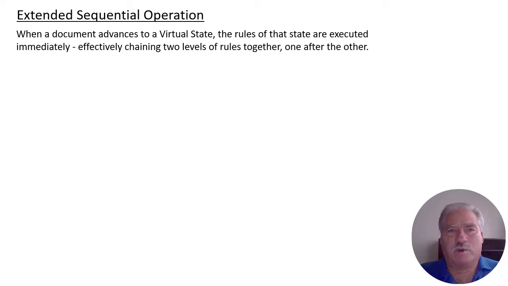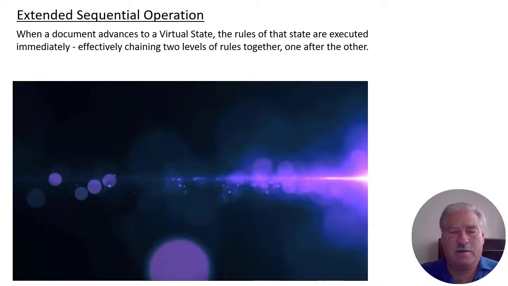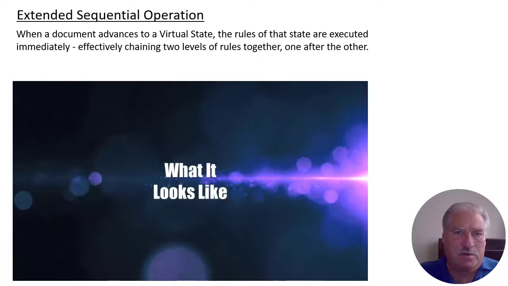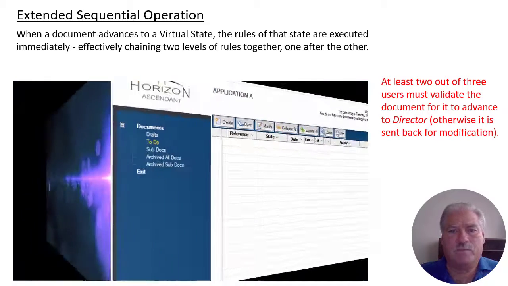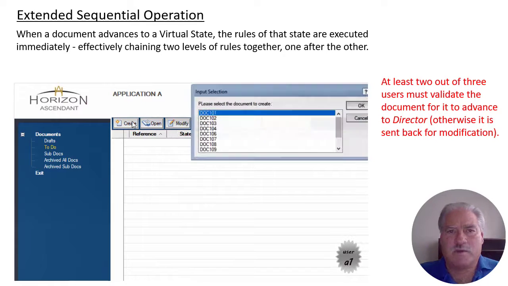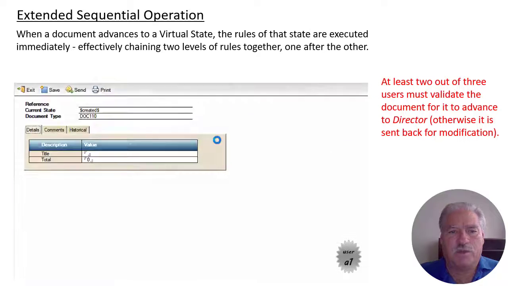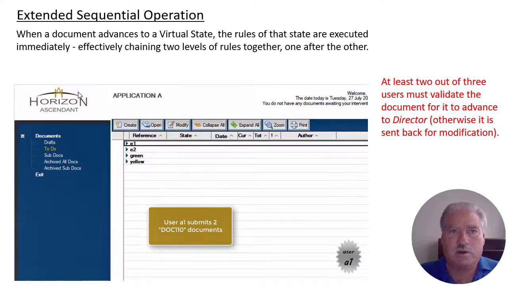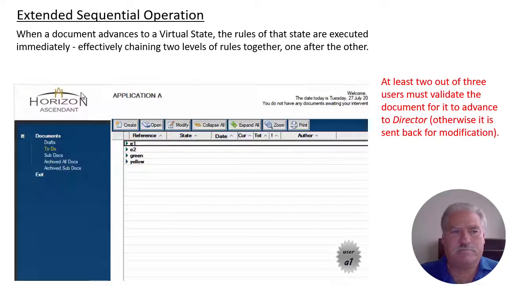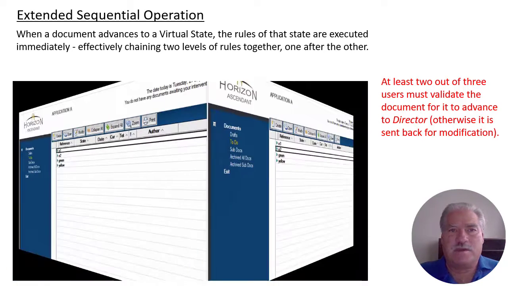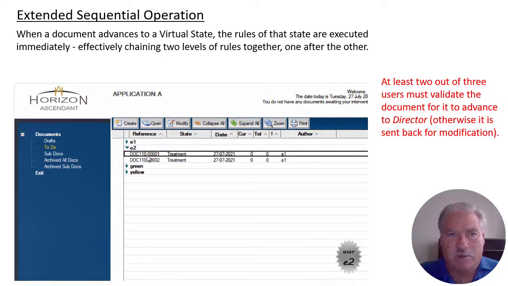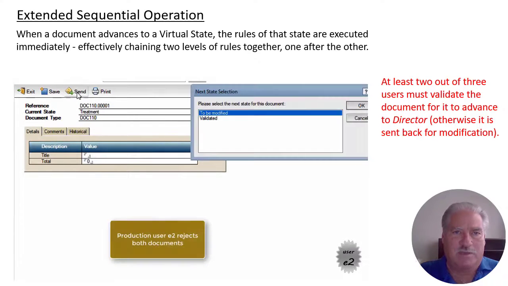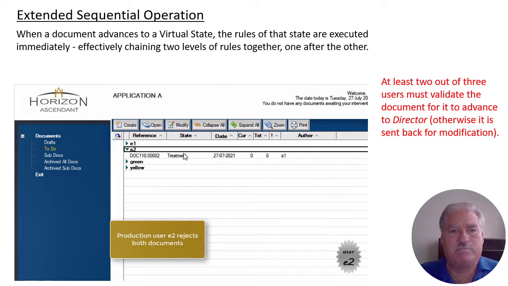Extended sequential operation. This might more aptly be named a pass-through state, as the rules are executed immediately. So in our example, 2 out of the 3 users must approve the document for it to advance to director, otherwise it will be routed back for modification. So as you can see, we cannot base the routing of the document based on the decision of the last user to intervene.